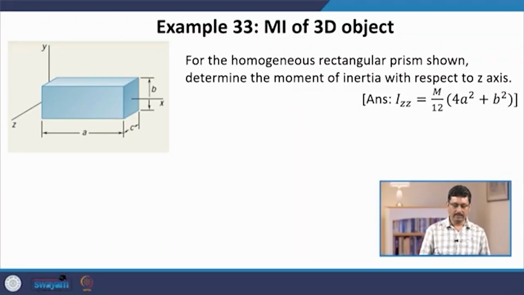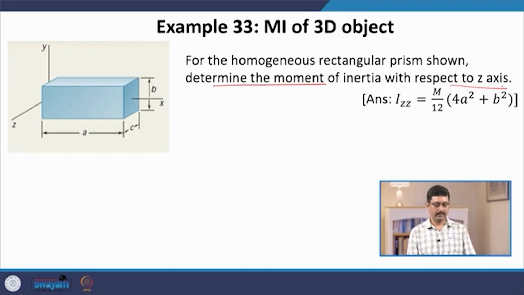We are going to introduce a new concept called product of inertia. But before that, let me quickly take an example of computing moment of inertia in 3D for a 3D object. So, here is the example. We have a rectangular prism as shown in this figure, and the question is to determine the moment of inertia with respect to the z axis.